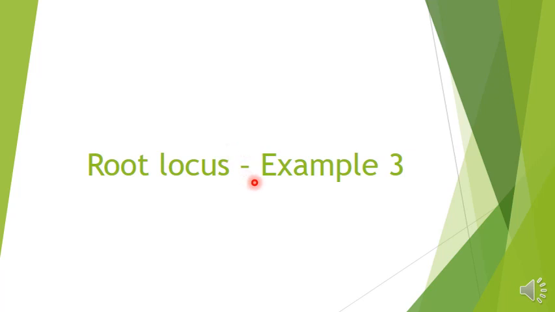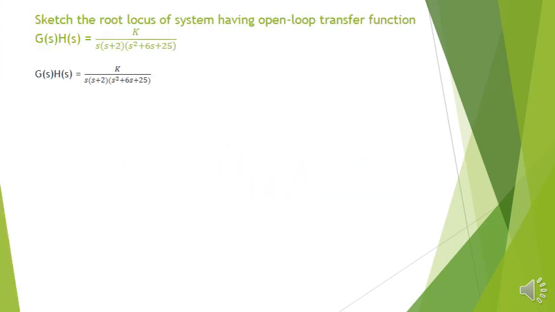This is the third example I am considering. So let us consider a problem. Sketch the root locus of the system having open loop transfer function G(s)H(s) equal to K divided by s into (s plus 2) into (s square plus 6s plus 25). So from the given problem statement, G(s)H(s) equals K divided by s into (s plus 2) into (s square plus 6s plus 25).